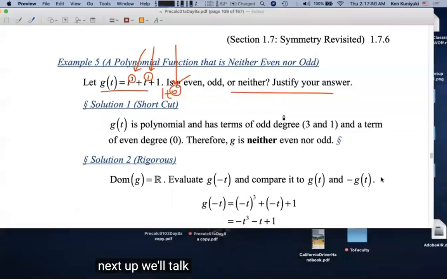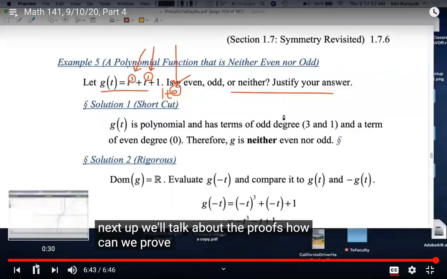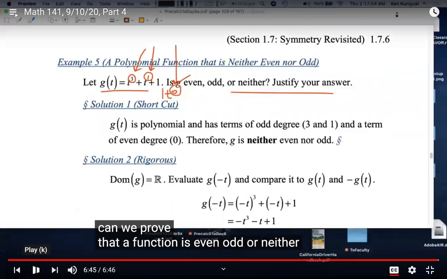Next up, we'll talk about the proofs. How can we prove that a function is even, odd, or neither? Any questions? These are the shortcuts for figuring out whether a polynomial function is even, odd, or neither. So there are fairly straightforward rules there. Be careful. Next, I'll do the proofs. On the homework, it's not that you have to make it super formal, but be prepared to think along these lines. Okay, questions.